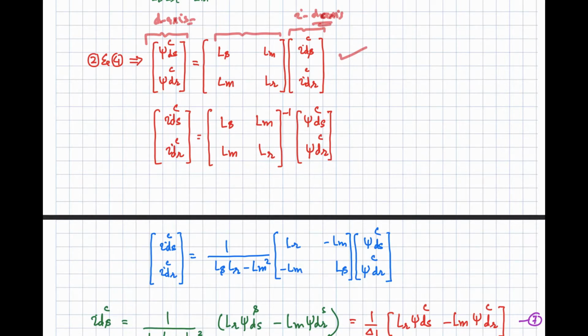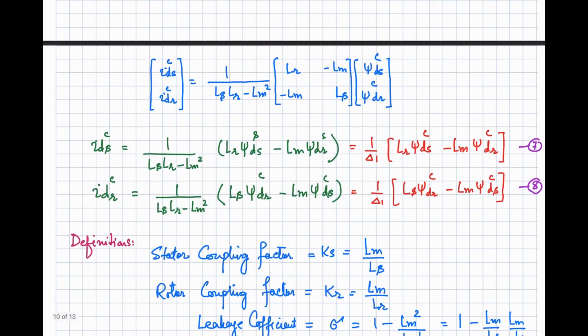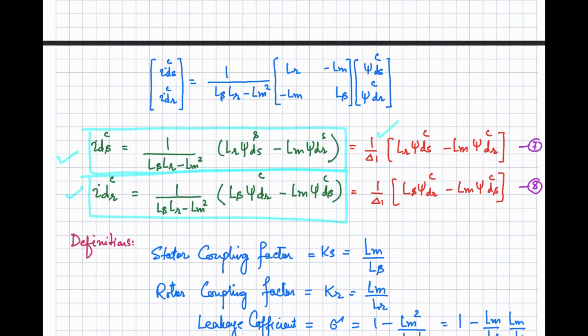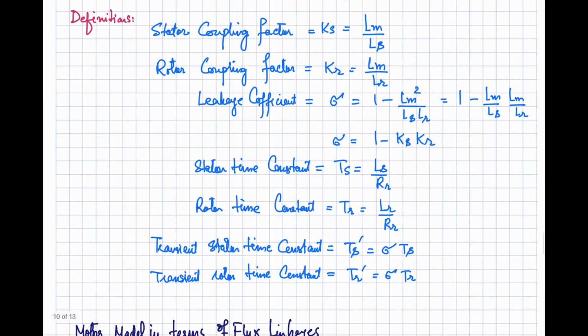Now if we want to write the equations for the d-axis currents of stator and rotor in terms of the flux linkages, we will have to take the inverse of this one, and simplifying like above, you can write down the equations for IDS and IDR in the arbitrary frame of reference, and those can be written like this. Over here we are going to define some terms which will be used.